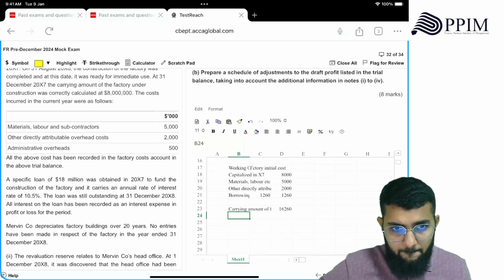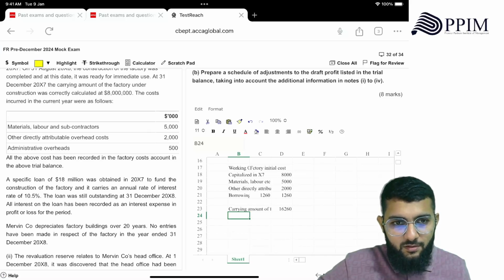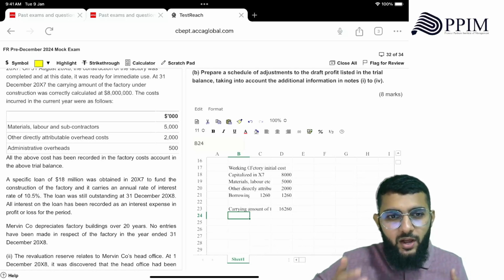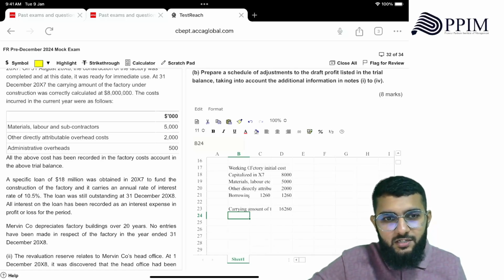So don't you have to add last year's interest? Profit or loss, would you show the last year? When had the borrowing happened? 20x7. They've only borrowed the funds. Now, why will there be an interest last year? When is the year end? It's 31st of December 20x8. When did they take the borrowing? 20x7. What does the question say? Specific loan was obtained in 20x7. So why will there be an interest expense last year?